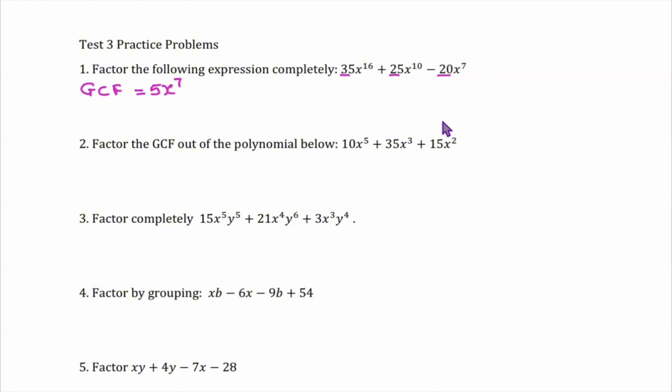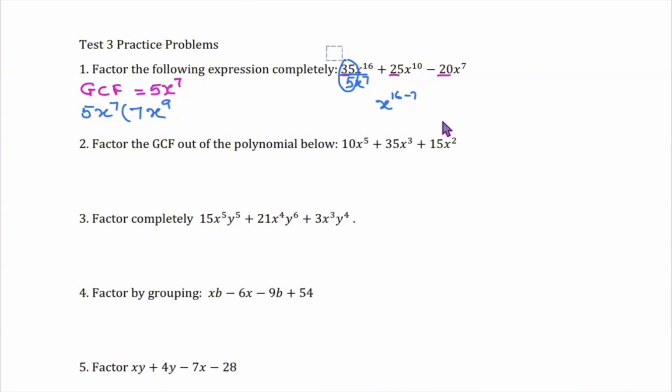Now that we identified the GCF, we're going to factor it out. So factor out the GCF, 5x to the 7th times. Now the first term of the expression is 35x to the 16th. We need to divide the expression here by 5x to the 7th. So we divide 35 by 5, that's 7. And then x to the 16th divided by x to the 7th will be x to the 16th minus 7. So that's x exponent 9.